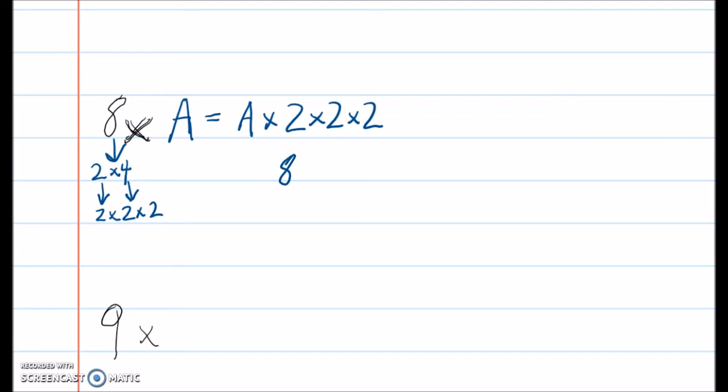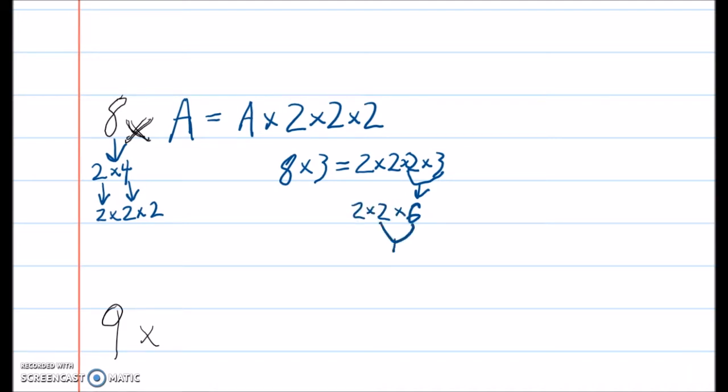So let's do a little example of this. 8 times 3 is the same thing as writing 2 times 2 times 2, times 3. We should already be able to do this because we memorized all the 3's, but let's go anyway. So 2 times 3, do this one first, is 6. And then we drag down the other 2, so 2 times 2 times 6. Then we'll pull these down. 2 times 6 equals 12. 2 times 12 now equals 24.